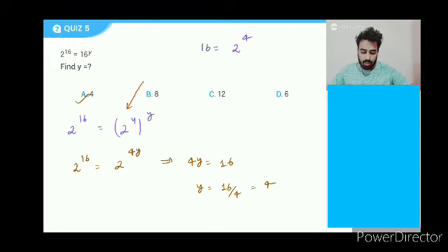Sir, is a square plus b square always 1? कैसे भाई? नहीं नहीं नहीं.